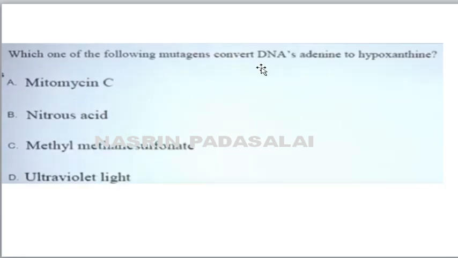Next, which of the following mutagens will convert DNA adenine to hypoxanthine? So they are asking about the mutagen. Nitrous acid is the correct answer. It's a potent mutagen. It acts both on replicating DNA and also on non-replicating DNA. The mechanism of action of nitrous acid is oxidative deamination. So you should know that only adenine, guanine and cytosine consist of the amine group, that is the NH2 group. As a result of this nitrous acid, adenine will be converted to hypoxanthine. As a result, adenine will pair up with C instead of thymine. So that's responsible for AT to GC transition.